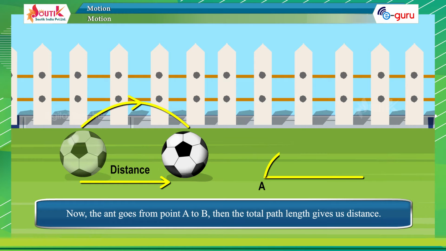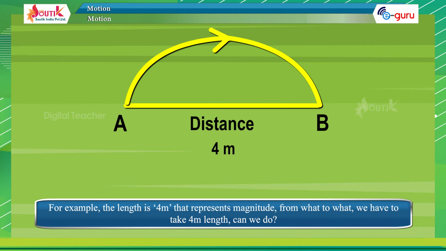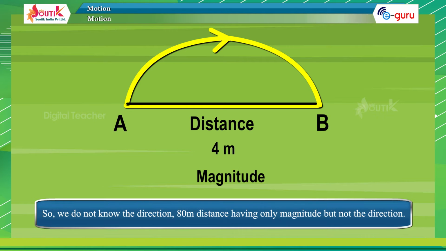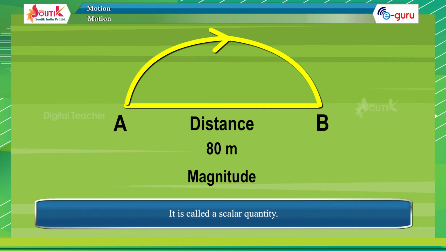Now, an ant goes from point A to B. Then the total path length gives us the distance. For example, the length is 4 meters. That represents magnitude. We do not know the direction. Distance has only magnitude but not direction. It is called a scalar quantity.